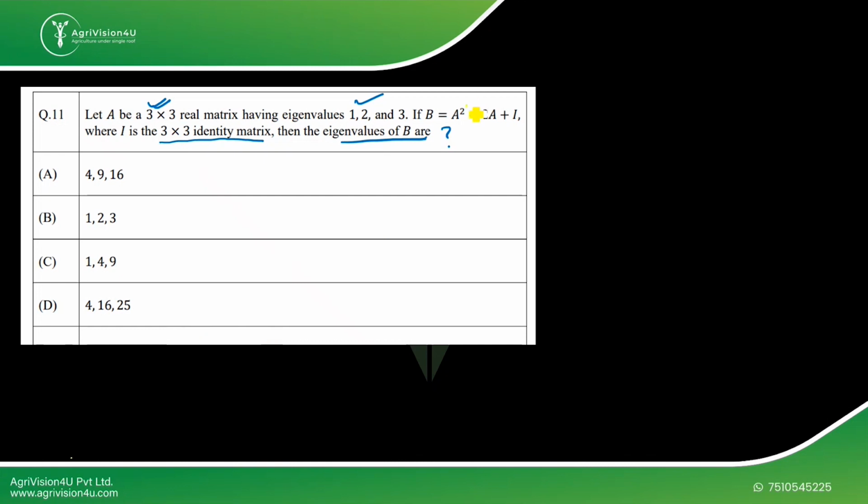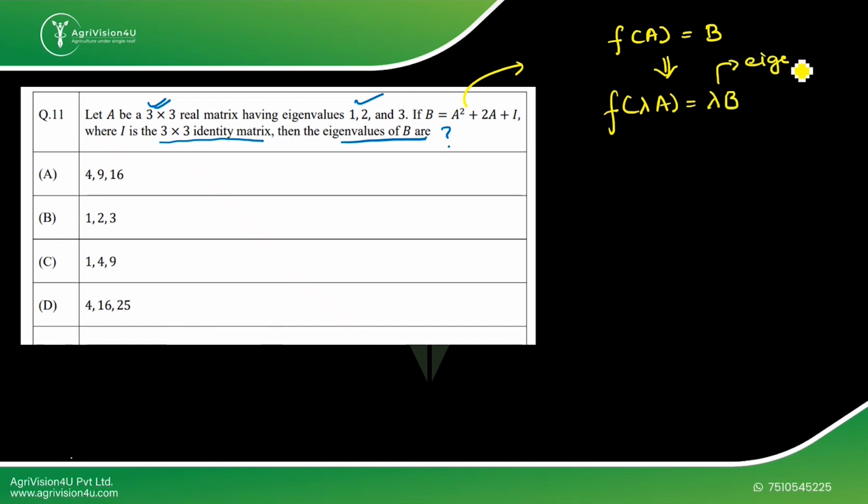The first thing that is given to us is the function, that is function of A is equal to this B matrix. So we can also rewrite this as function of lambda A is equal to lambda B. What is this lambda? This is eigenvalues. So this is function A. What is this function A? This is given to us. That is A square plus 2A plus I.